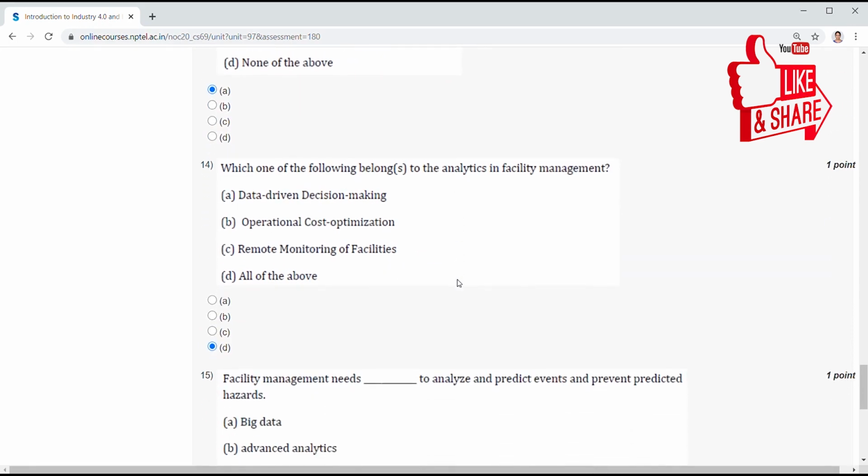14th question. Which one of the following belongs to the analytics in facility management? A. Data-driven decision making, B. Operational cost optimization, C. Remote monitoring of facilities, D. All of the above. Coming to the right answer, that is D, all of the above.